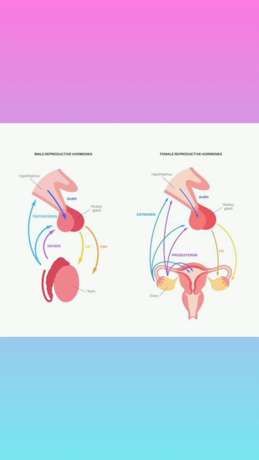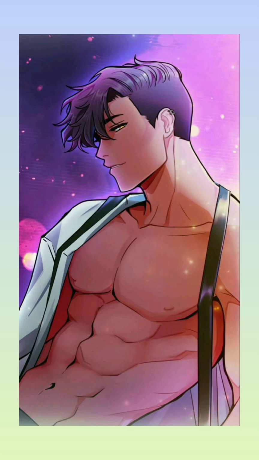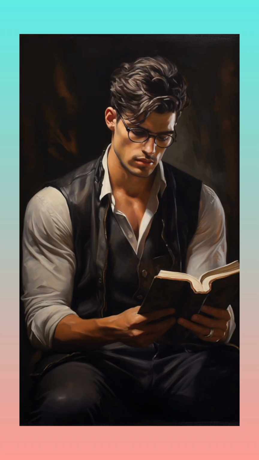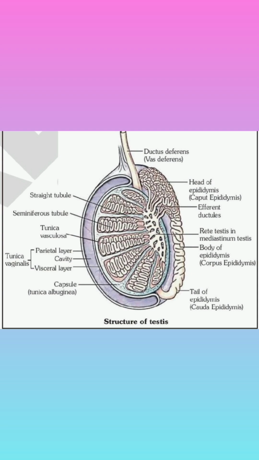Hormone production. It secretes the male sex hormone testosterone, which is responsible for the development of male secondary sexual characters such as masculine body, production of beard, and maintaining the reproductive organs. Let's have a look at the internal structure of the testis.